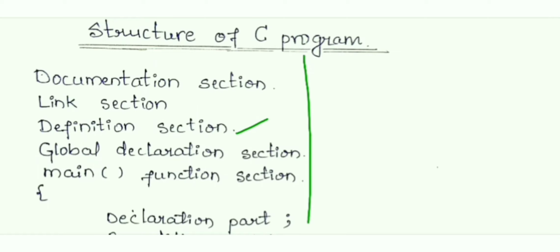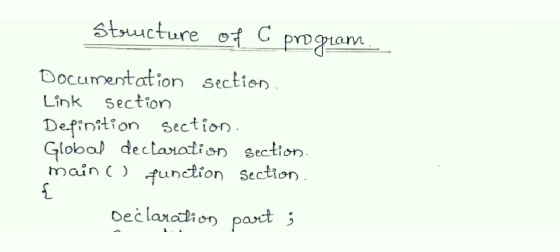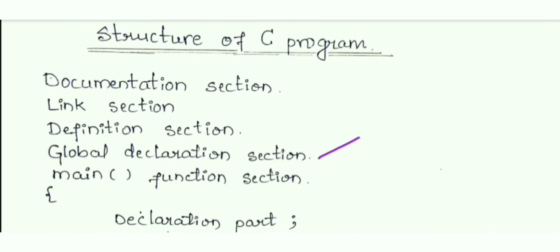Next one is the definition section. In the definition section, all symbolic constants are written. For example, the pi value is a fixed value which will never change. So the pi value is 3.142. If you are using the pi formula in your program, you will assign the pi value in the definition section, that is a constant variable.